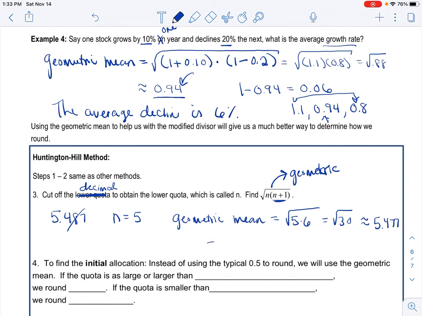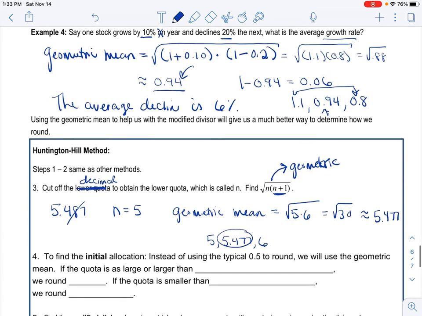5.477. So once again, just relate it to what we're finding. 5, then it would go 5.477, and then 6. This is your geometric mean between those two numbers. Now we're going to use that to determine if we should round up or down.